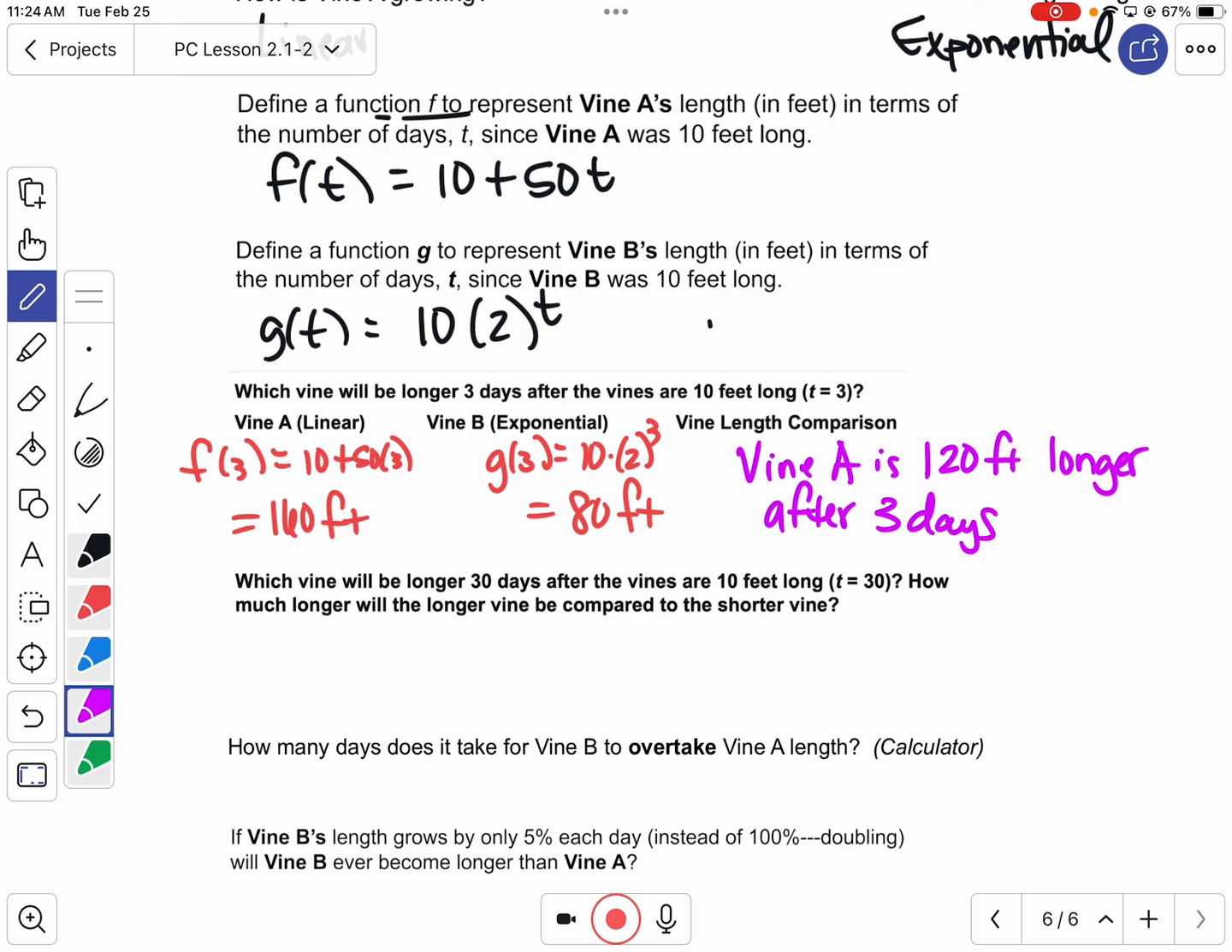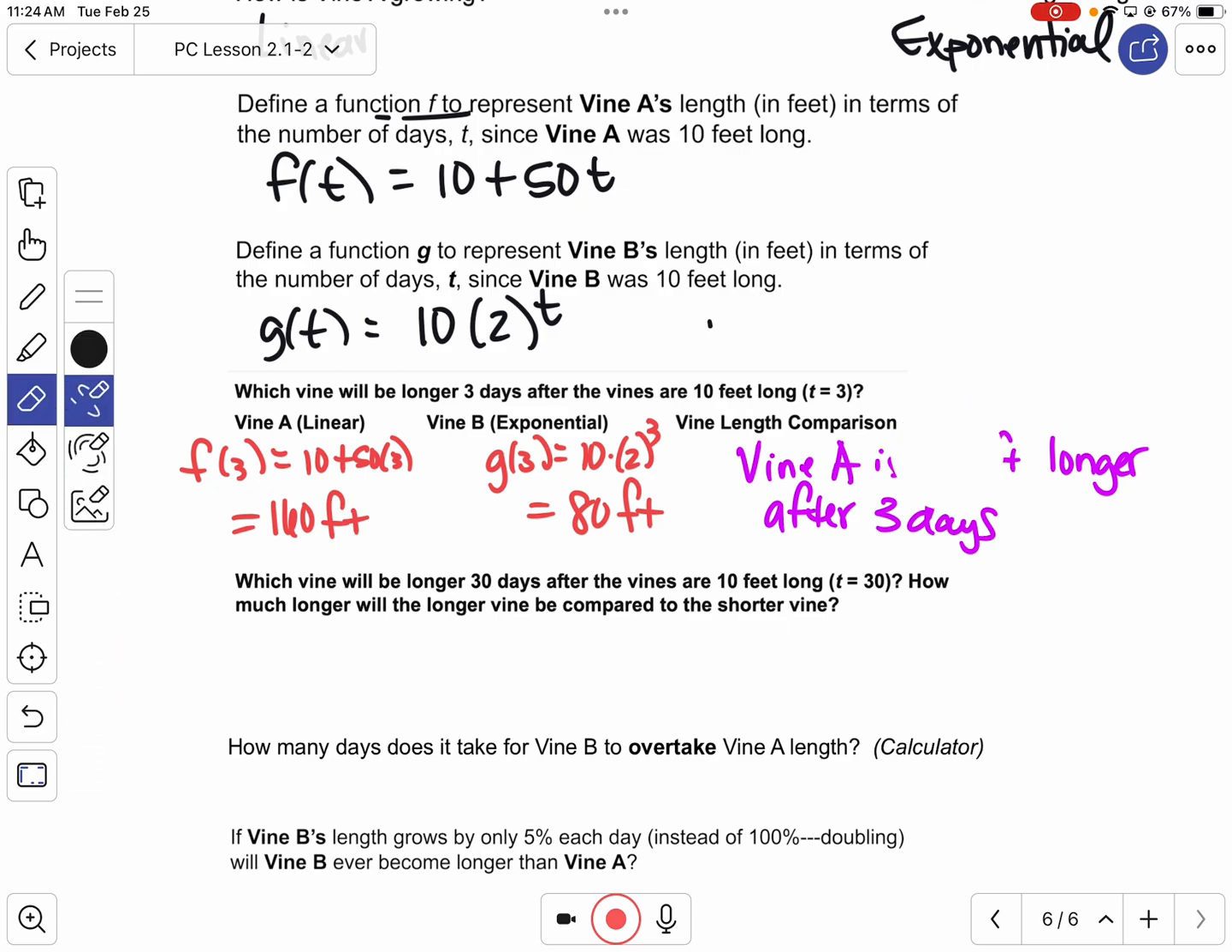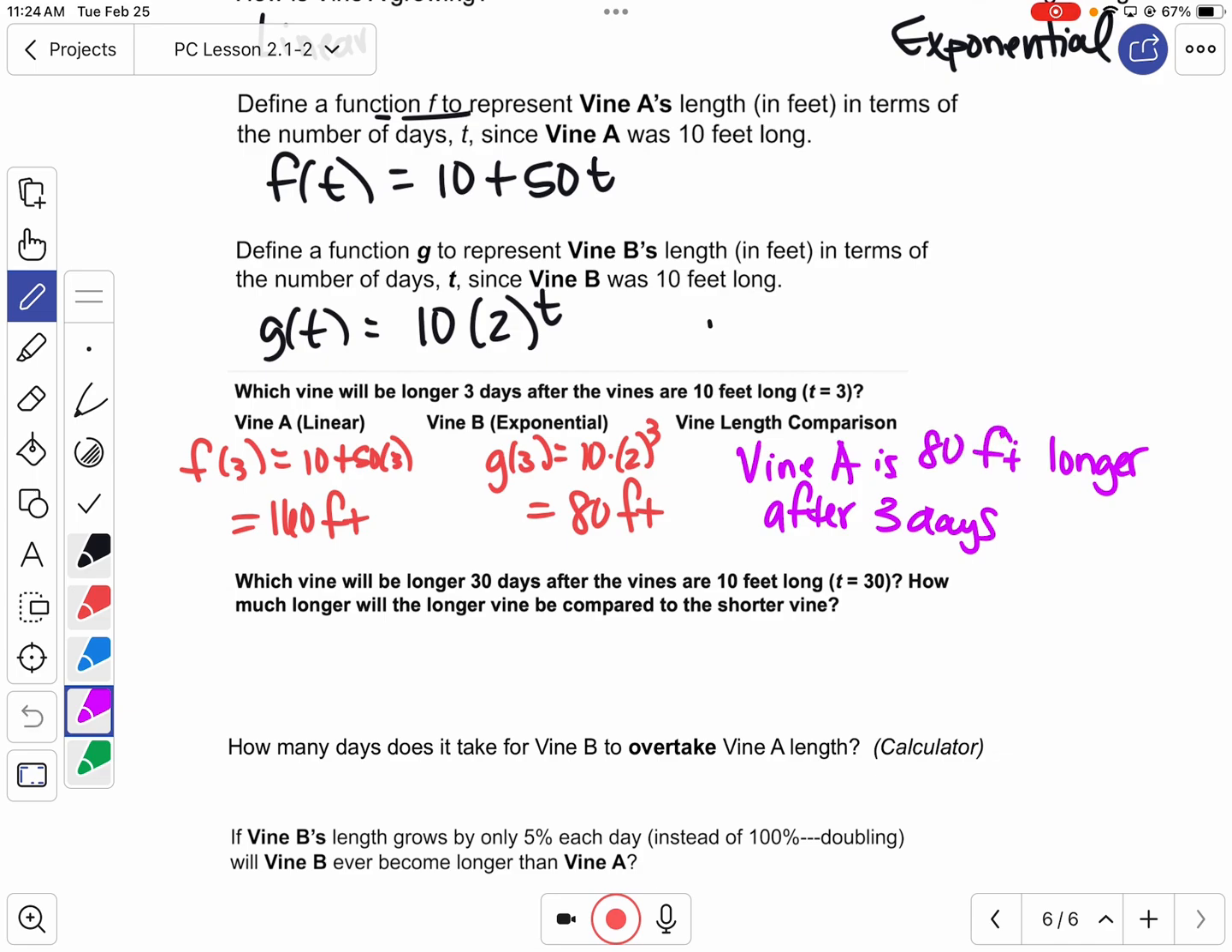What about after 30 days? If it's 160 and 80, wouldn't that be 80 feet longer? Yep. I don't know why I said 120. Subtraction, not important. I don't know why I said 6 and 8 and I thought 2.